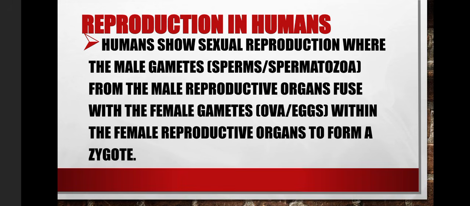Now, I want us to discuss reproduction in humans, and I want you to take note that normally in humans, the kind of reproduction that will take place is sexual reproduction, and in that sexual reproduction, the gametes, that is the male and female gametes, normally fuse, and the fusion normally takes place within the internal system of the female reproductive system.